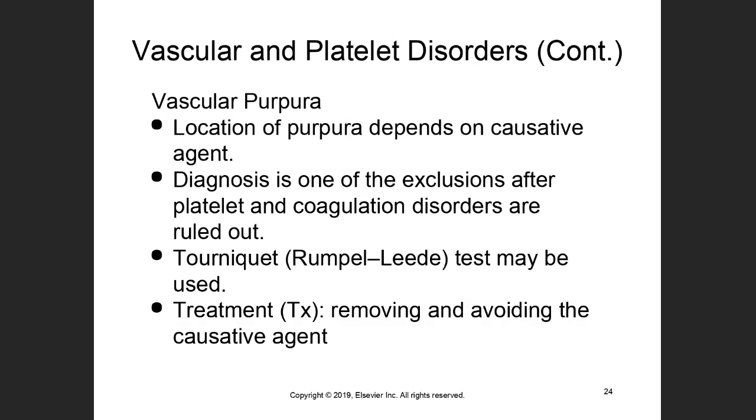Vascular purpura, location of purpura depends on causative agents. Diagnosis is one of exclusion after platelet and coagulation disorders are ruled out. Tourniquet test.